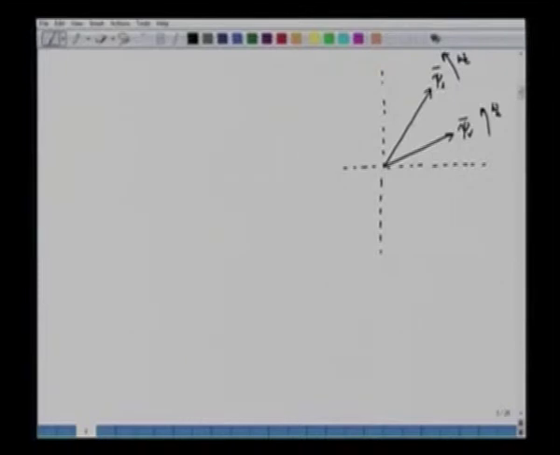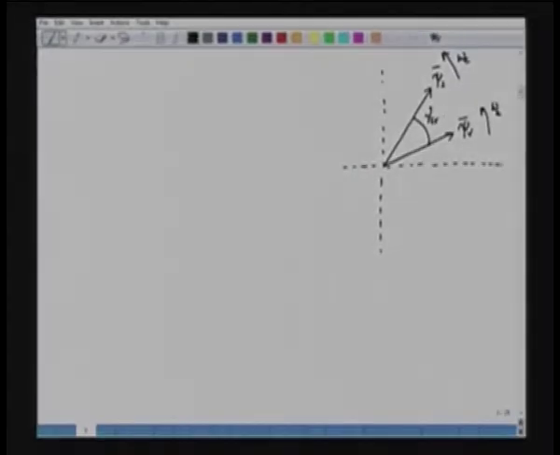However, they will have an angle between them, which we can call gamma SR, the angle between the stator and the rotor flux. If we take a stationary axis, I can call this my phase A axis, which is also my D axis, and the axis at right angle to this is the Q axis. I can find out the components of these fluxes on these two axes.